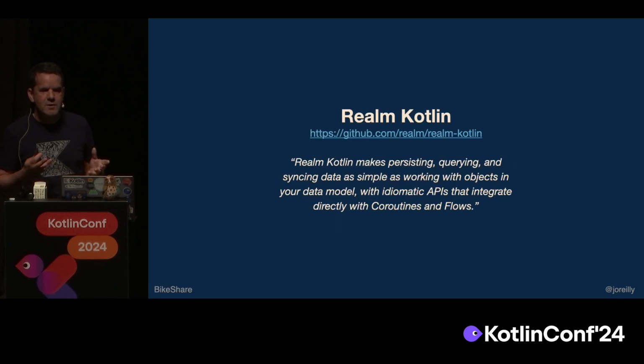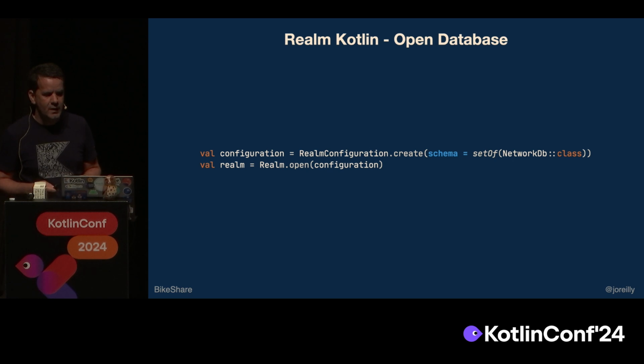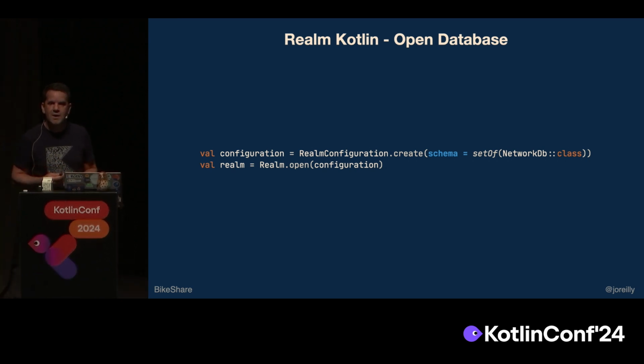The first library we want to talk about here is Realm Kotlin. As described in the documentation, it makes persisting, querying, and syncing data as simple as working with objects in your data model. So quite different from the approach of, say, SQLDelight in that it supports working with objects directly, as we'll see next. The first thing we need to do is create a Realm instance, and we'll use that to interact with the database. We pass it the object types we're going to be working with, in this case, just one representing a bike network.